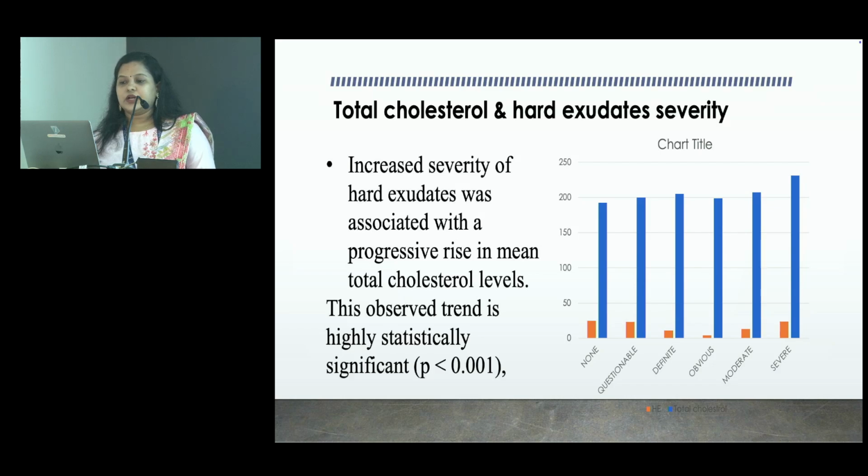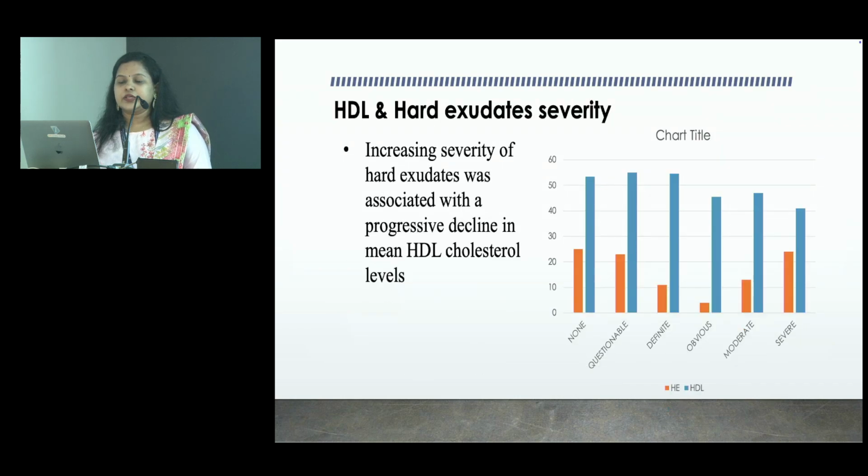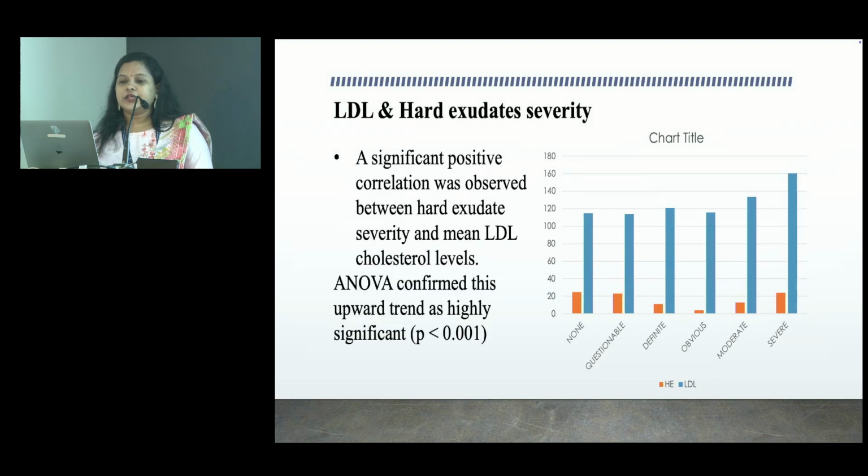Total cholesterol and hard exudate severity: increased severity of hard exudates was associated with progressive rise in mean total cholesterol levels. HDL and hard exudate severity: increasing severity of hard exudates was associated with progressively declining mean HDL cholesterol levels. LDL and hard exudate severity: a significant positive correlation was observed between hard exudate severity and mean LDL cholesterol level.